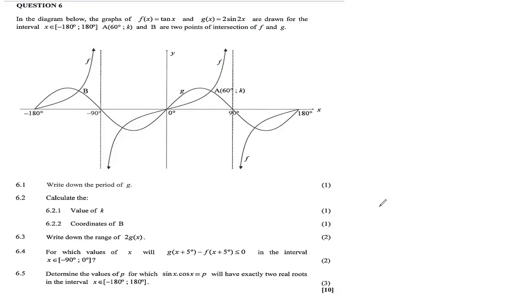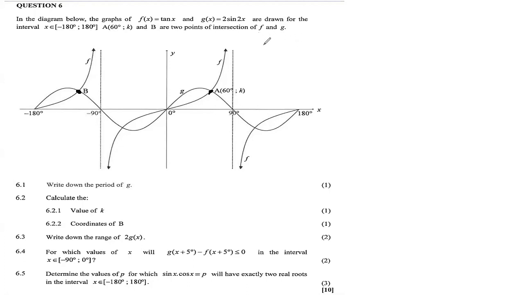Okay, so question 6 says: in the diagram below, the graphs of f(x) = tan x and g(x) = 2 sin 2x are drawn for the interval x element of [-180°; 180°]. A, which has the coordinates (60°; k), and B are two points of intersection of f and g. As we can clearly see here, B is a point of intersection and A is also a point of intersection. Then 6.1, we are told to write down the period of g.